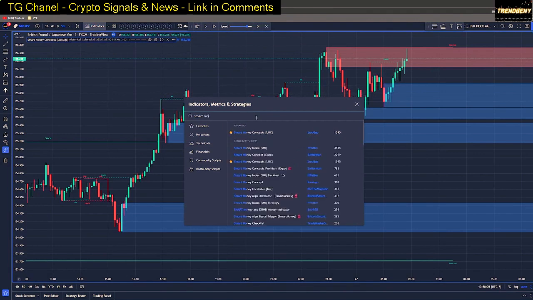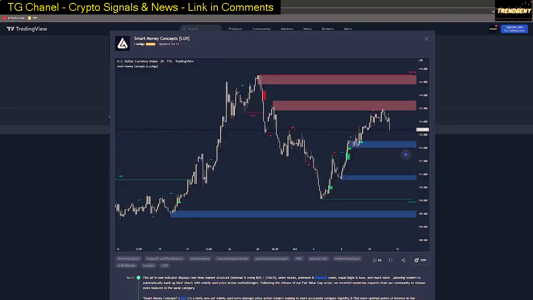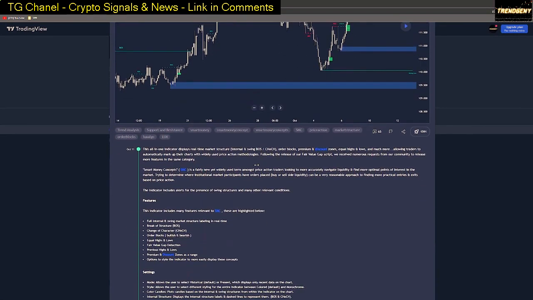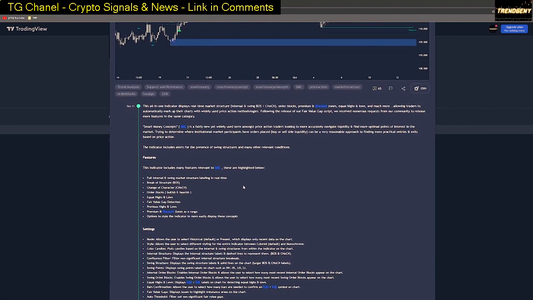First things first, we're going to pull up the indicator itself. All you need to do is search up Smart Money Concepts by Lux Algo, and if we go to this page, you can check it out. I'll put the link down in the description below. There are a ton of different things on this indicator, and I suggest that you take the time to look through this yourself so you know exactly what everything means.